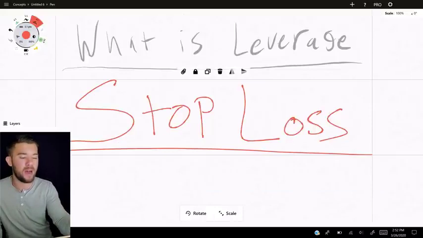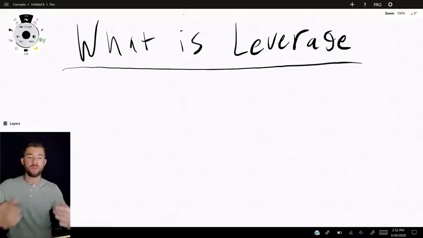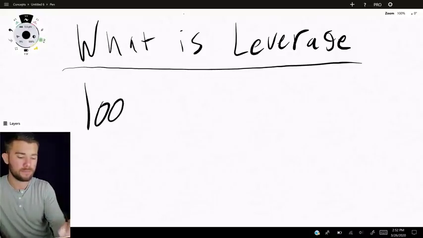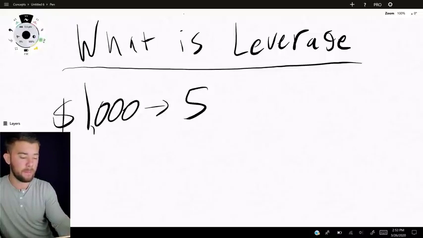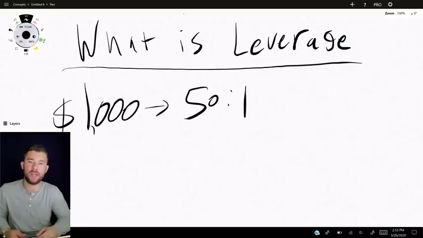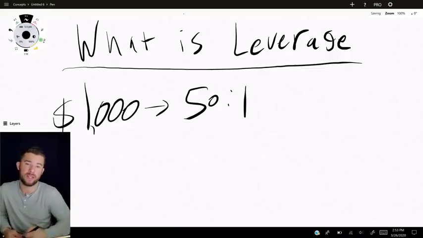But let's talk about the power of leverage and what it can actually help you do. Same scenario we've been discussing: $1,000 account with 50-to-1 leverage. So if you have a $1,000 account and 50-to-1 leverage, what's the correct way of using that leverage?